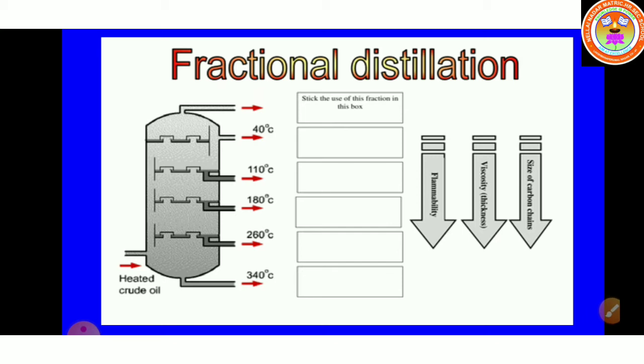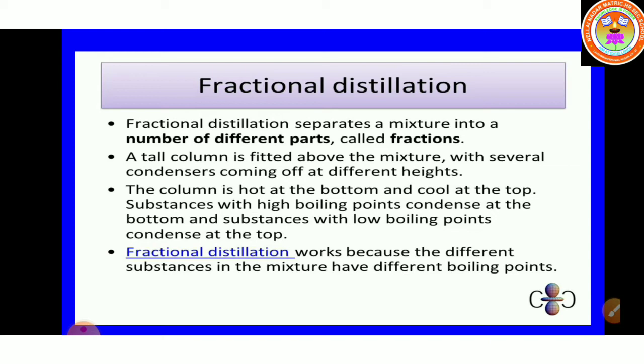Let us know about fractional distillation. This method is used to separate two or more miscible liquids whose boiling point difference is less than 25 Kelvin. Children, what are miscible liquids? Two or more liquids that mix together are called miscible liquids. For example, the separation of an acetone and benzene mixture.